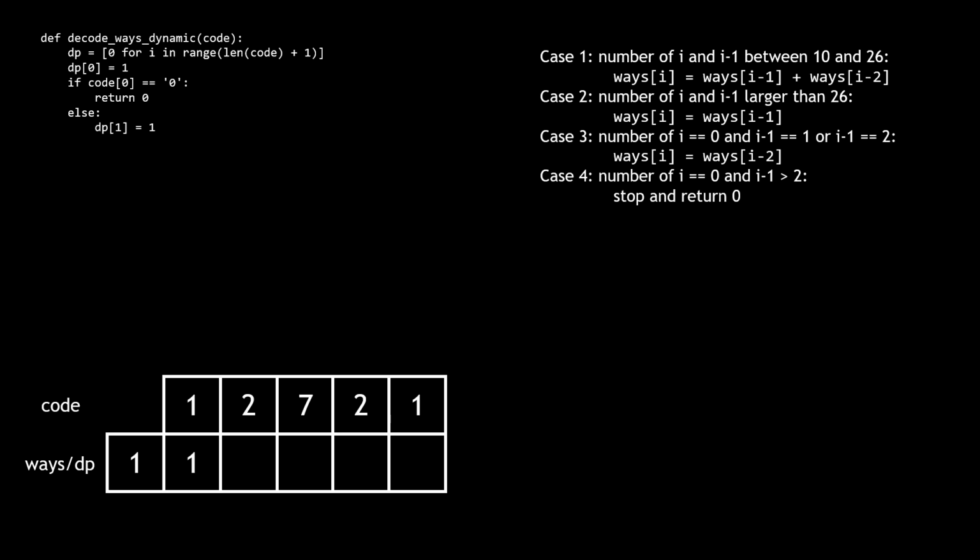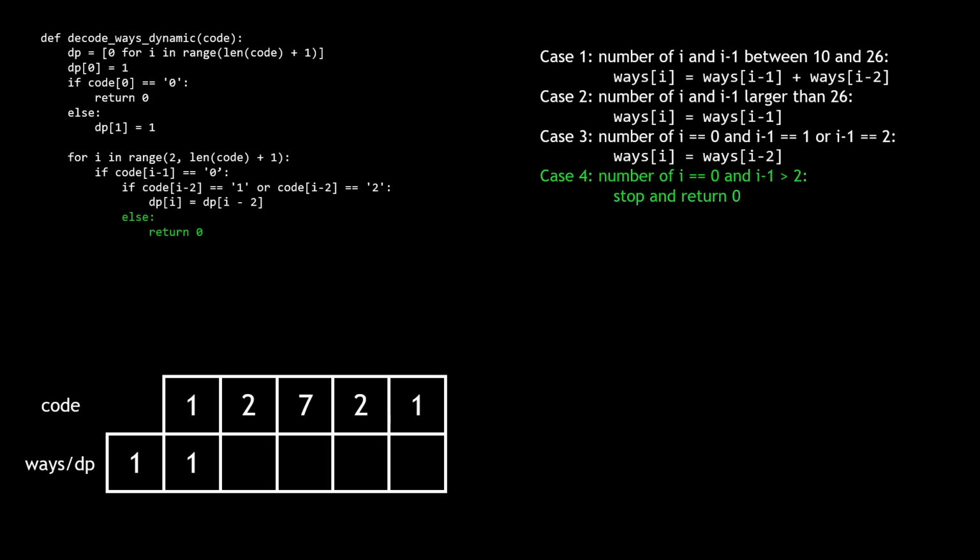index with a 1. Now we can begin building up our DP table starting at the second index. To do this, we pretty much follow the four cases I've listed to the right. The first are the zero cases. If the corresponding subproblem, which remember is shifted 1 to the left relative to our DP table, is a 0, we're on case 3 or 4. If we can use this previous element to make a 10 or a 20, then we fill in this DP slot with DP of I minus 2. If not, we can't interpret this 0, so we can just stop and return 0.